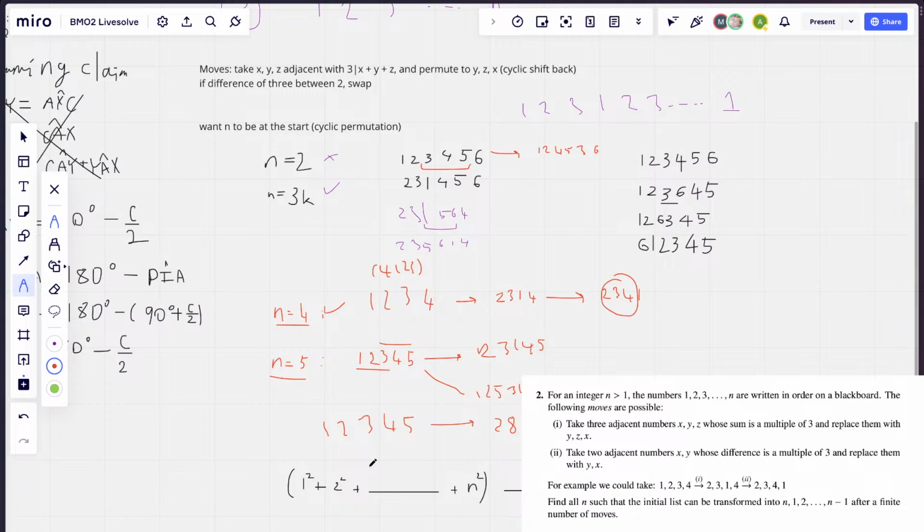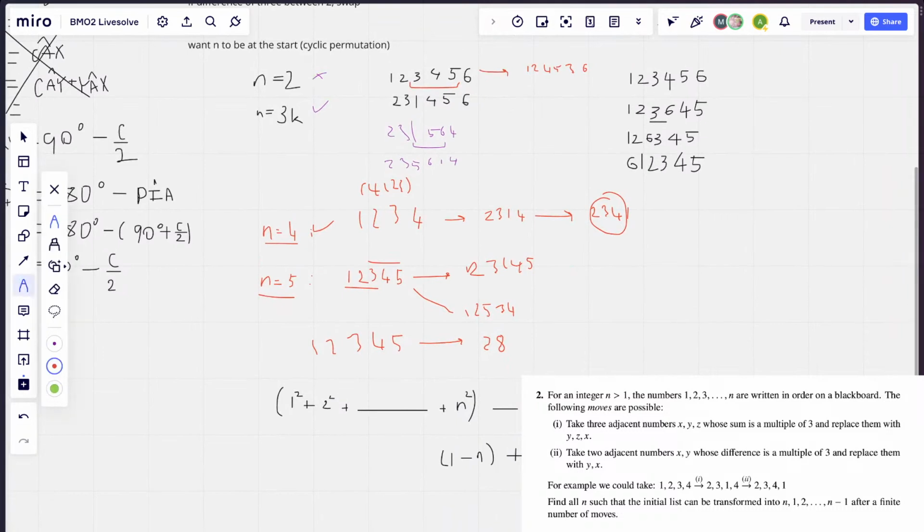Yeah, and then the difference of these is just 1 minus n plus 2 times the nth triangular number minus 1. That will be, summing everything up, this works. And then if n is 2 mod 3, you just plug it in and get that it's not a multiple of 3.